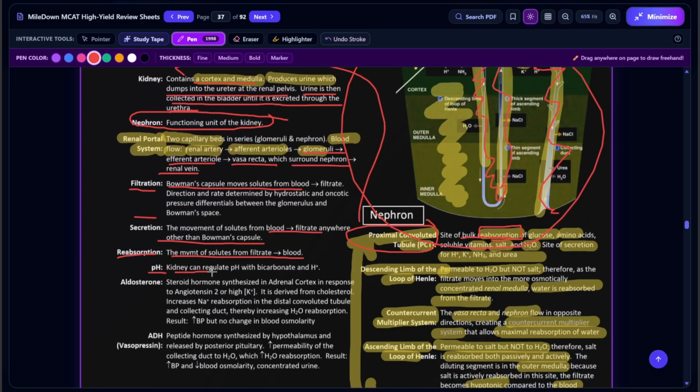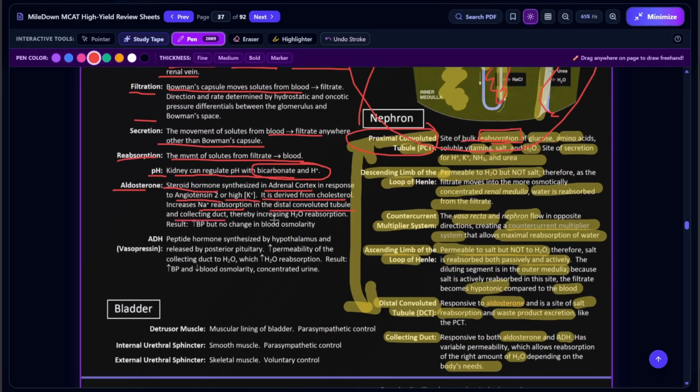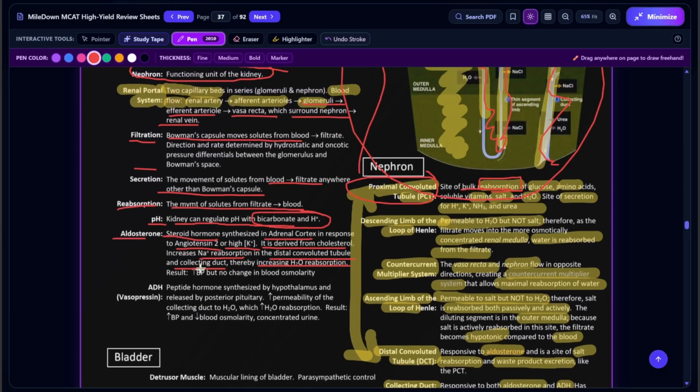The kidney can regulate pH with bicarbonate and H+, so this is like a bicarbonate buffer. Aldosterone is a steroid hormone synthesized in the adrenal cortex in response to angiotensin II or high potassium, and is derived from cholesterol. It increases sodium reabsorption in the distal convoluted tubule and collecting duct. So it increases H2O reabsorption, and as a result, it increases your blood pressure, but there's no change in blood osmolarity.